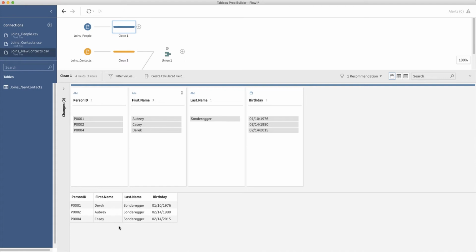And I want to think about how do I squish this information together, but instead of stacking information to add rows, what I want to do is add the columns. So what I'd like to do is for each one of these people, I'd like to end up with a column that is the contact information. So the contact type and the contact value for each one of these people.